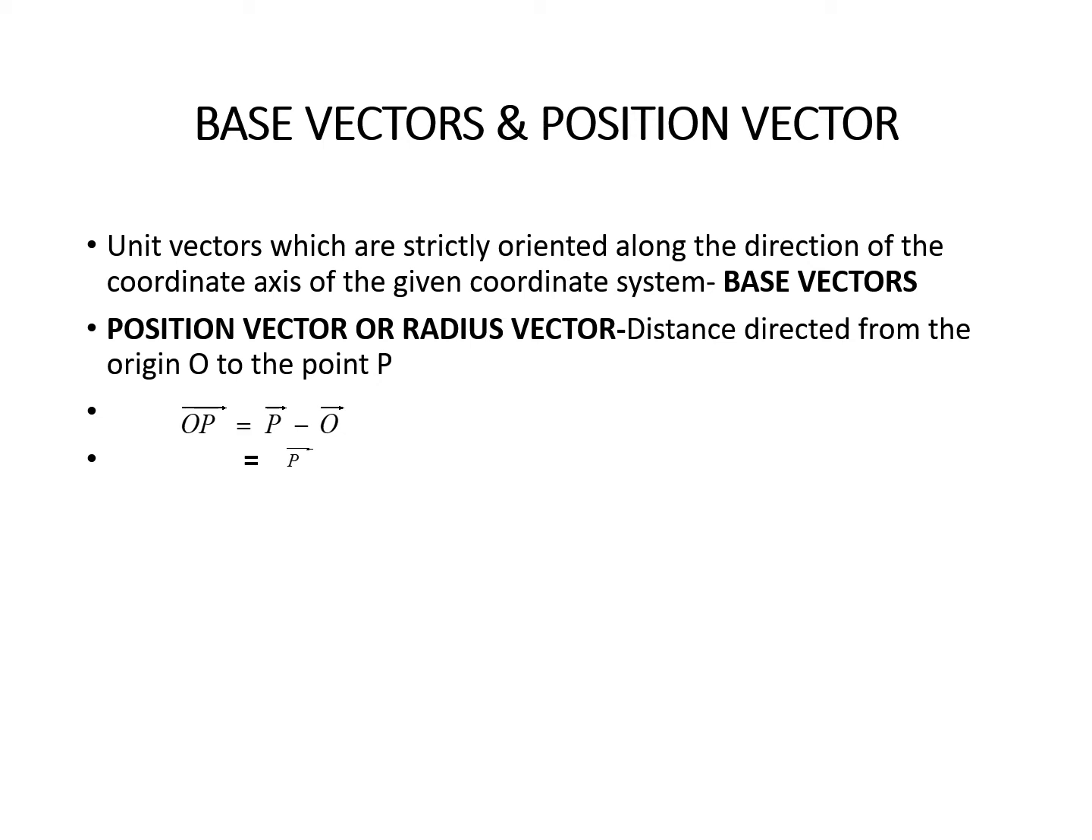The position vector is equal to OP vector, which is equal to P vector minus O vector. O vector means it is the origin. So simply it is equal to P vector. Generally, the OP vector is equal to the P vector.